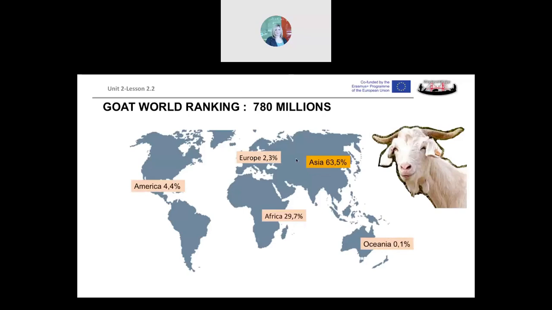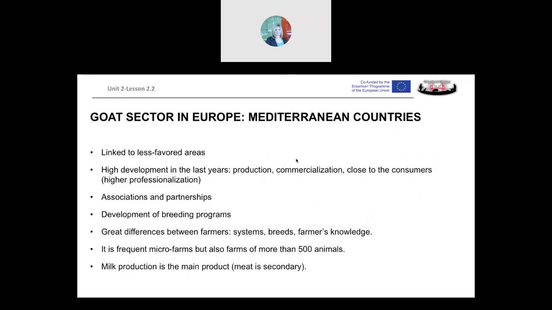In Oceania, the population is very, very small, and in Europe it's around 2% of the total population of the goat in the world. It's mainly located in the Mediterranean areas of Europe. In fact, the goat sector in Europe is located mainly in France, in Spain, and also in Greece. However, there is also an important population in the Netherlands, but it's true that the Mediterranean countries are the most important in this type of production.